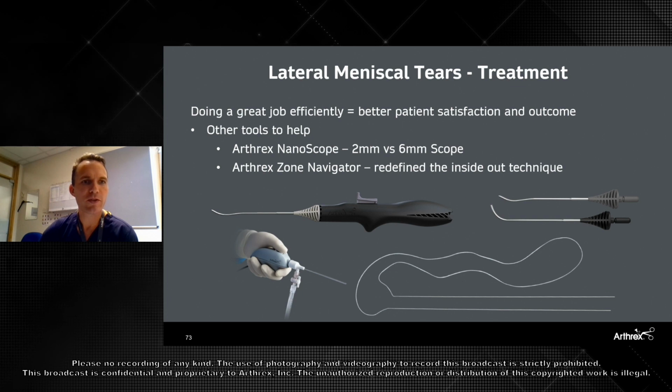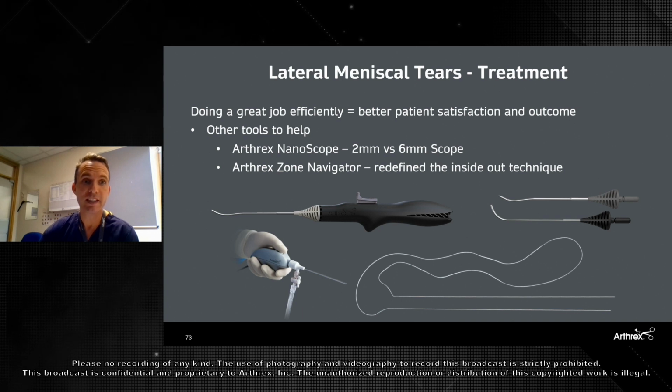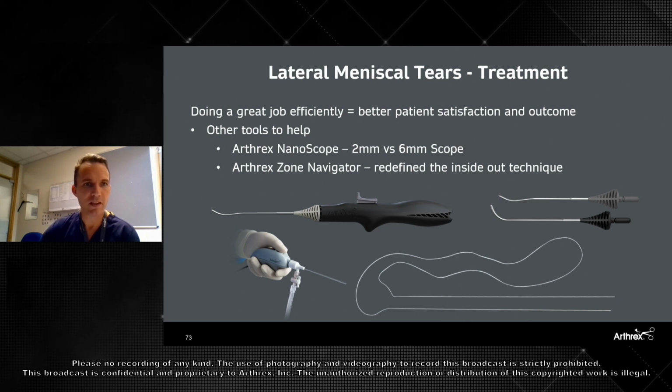You know, the other tools that we've got that can help, that I've been using recently, and I do quite a lot of pediatric soft tissue surgery, and that was in a child who was 14, and the ability to use the nanoscope rather than a standard scope is a big difference, particularly getting in between the articular surfaces and being able to protect that cartilage. 2 millimeters versus 6 millimeters is a big deal in children.